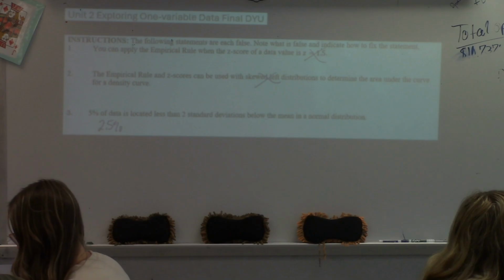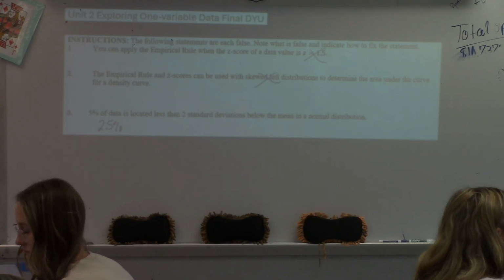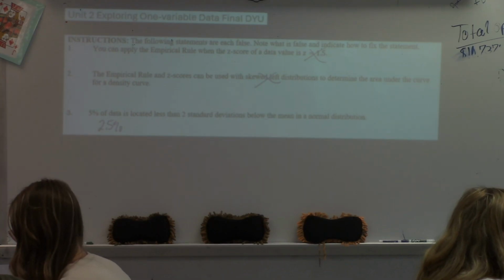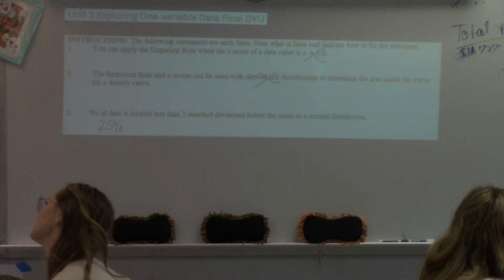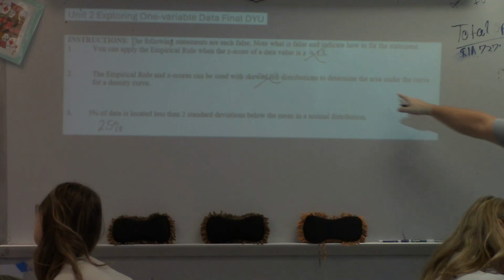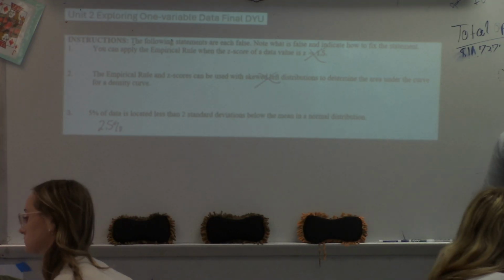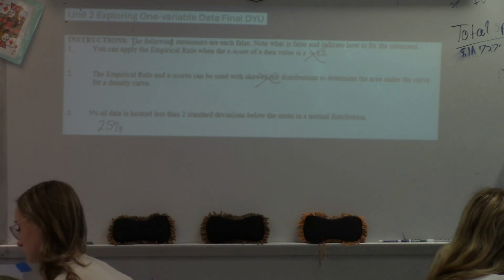Remember, a z-score in and of itself is just a placement, right? Where is that data value with respect to the mean and number of standard deviations? You just can't calculate area if it's skewed left. Okay, so you can always calculate a z-score, just cannot calculate area.